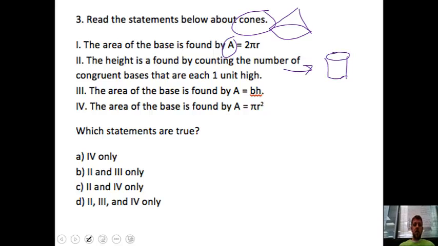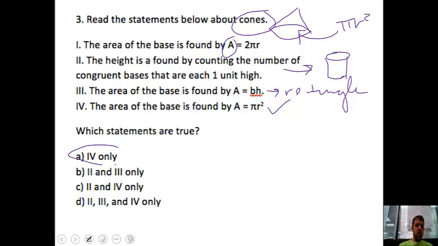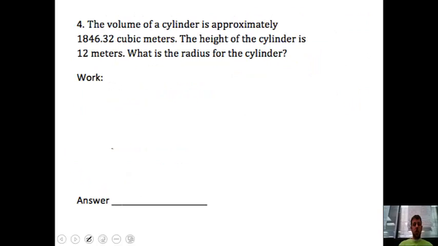The area of a base is found by, that's a rectangle. And the area of the base is found by pi r squared. That is true. The area of this base is pi r squared. So that is true, meaning that 4 is the only thing that is true. Right? You try number 4 by yourself.